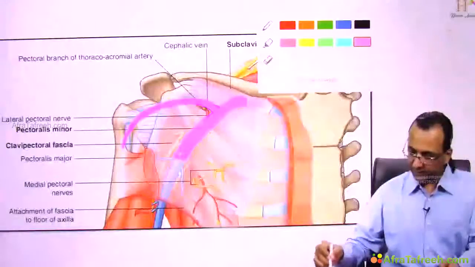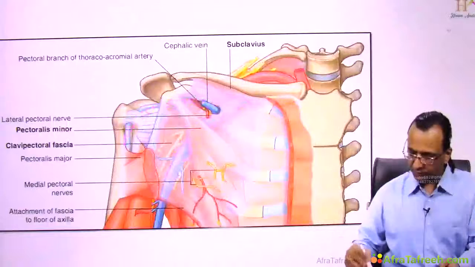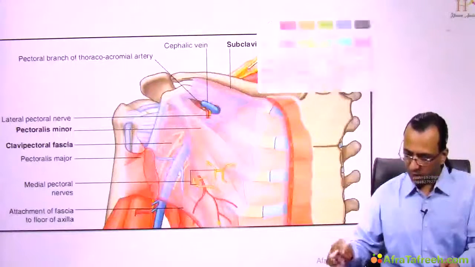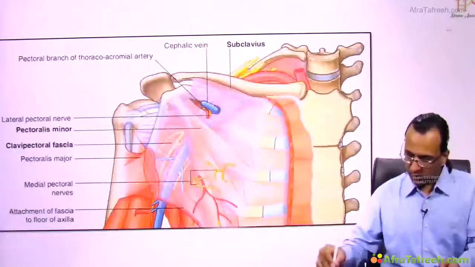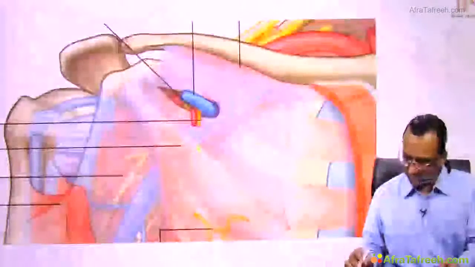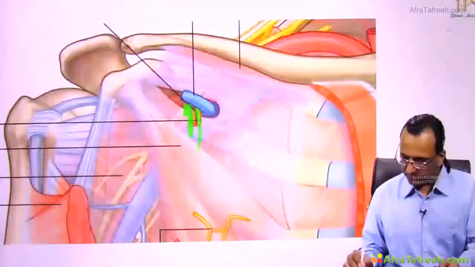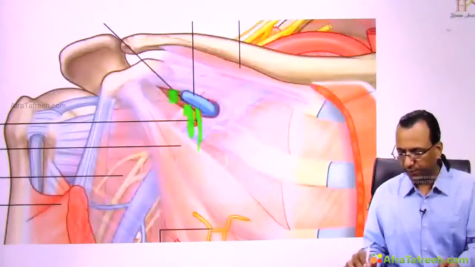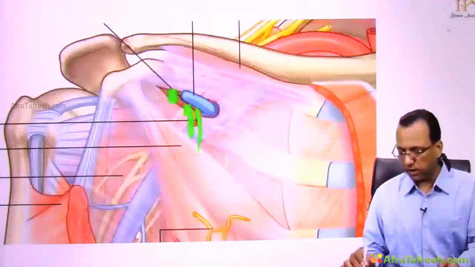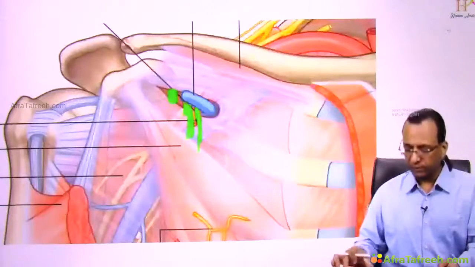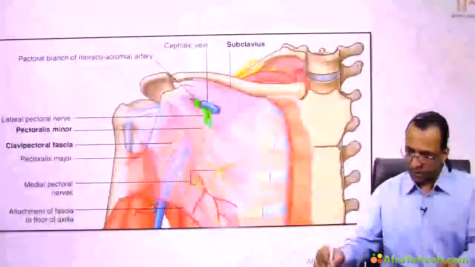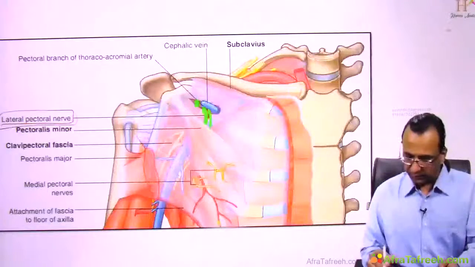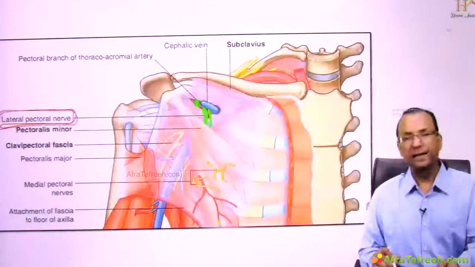Let us see. As you are talking about the structures piercing the clavipectoral fascia, you will find that there is one artery also. And what artery is that? You will find there is one artery and one nerve which is piercing the clavipectoral fascia. There are some lymphatics also piercing. So lymphatics are there, artery, nerve. Which artery and which nerve? Actually, you will see the nerve is called the lateral pectoral nerve, supplying the pectoral muscle.